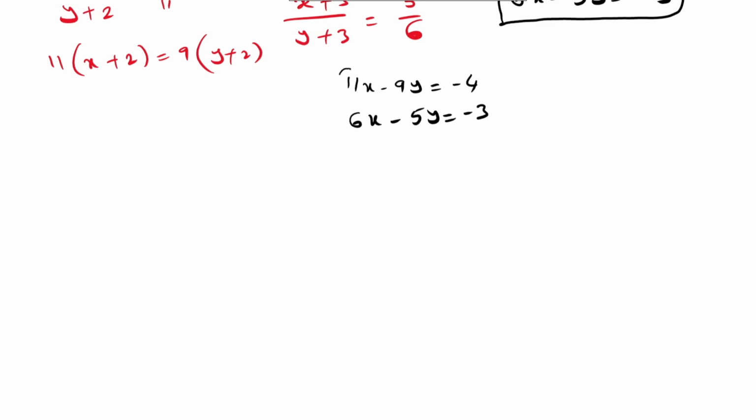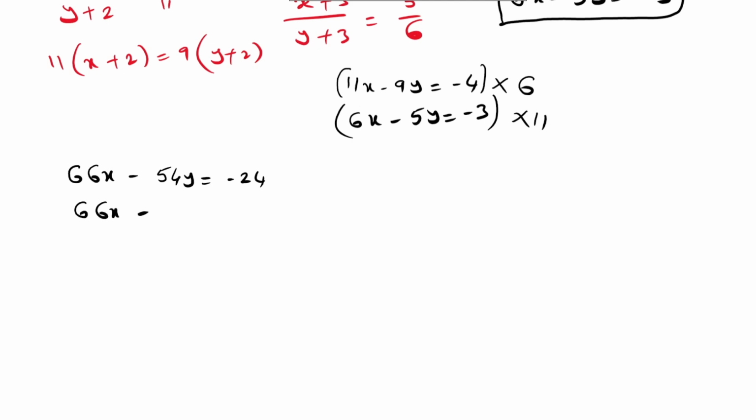So for that, what I'm doing is, the first equation I'm multiplying with the second equation's x coefficient, and the second equation I'm multiplying with the first equation's x coefficient. So now it will be 11x into 6, 66x, minus 9y into 6, 54y, equals minus 4 into 6, minus 24. Second equation: 6x into 11, 66x, minus 5y into 11, 55y, equals minus 3 into 11, minus 33.